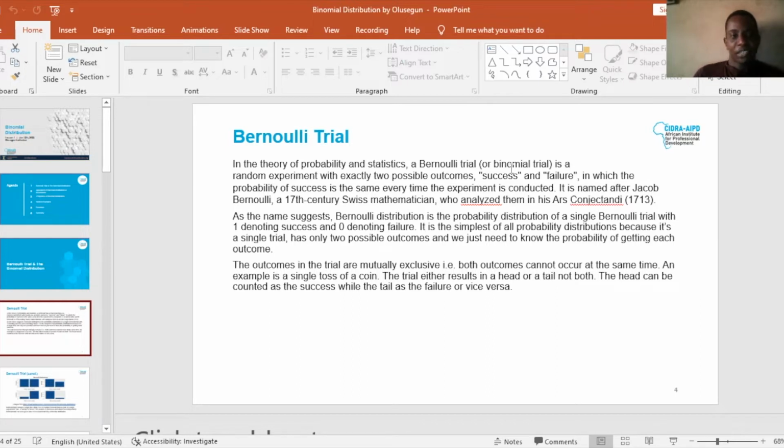So the trial is clear. It's a single trial with only two possible outcomes, success and failure. The probability of success is the same every time the trial occurs, and the outcomes are mutually exclusive. An example is a coin toss. Every time you toss a coin, as long as the coin has not been mishandled and it's a fair trial, there's a 50% chance always of it being head or tail, and both cannot occur at the same time.